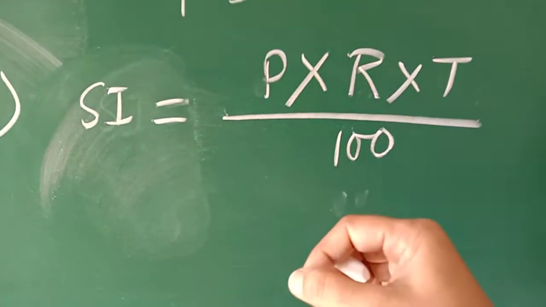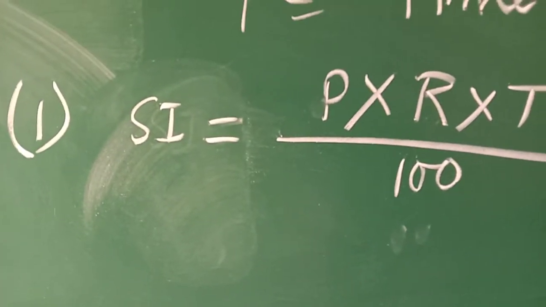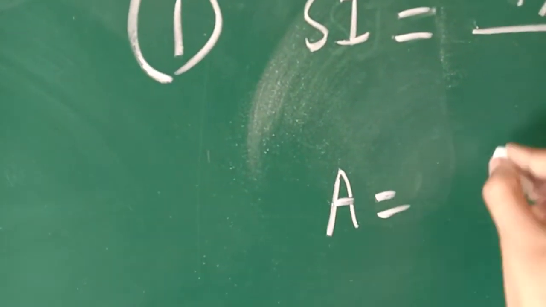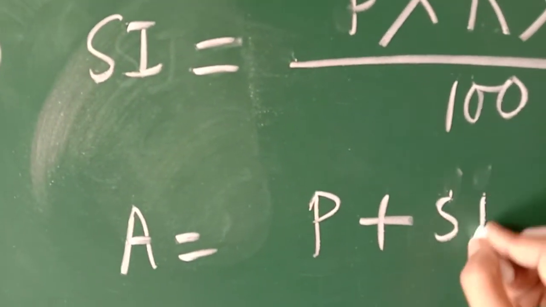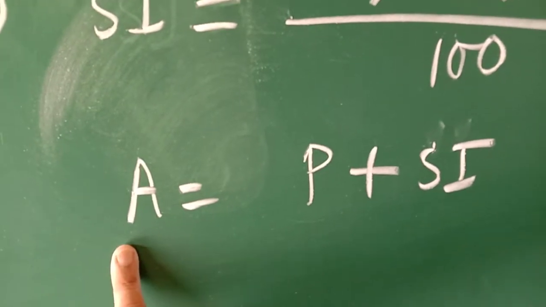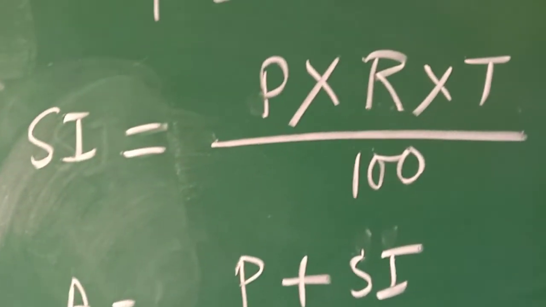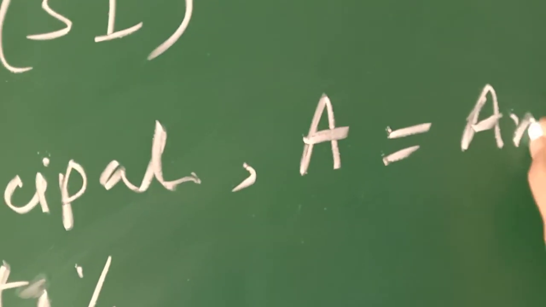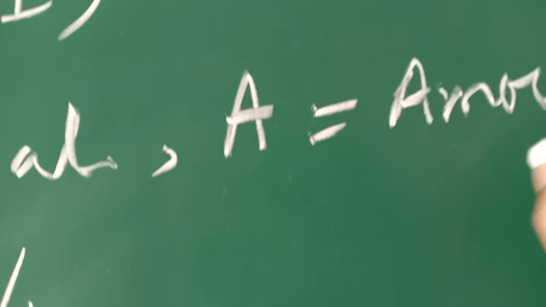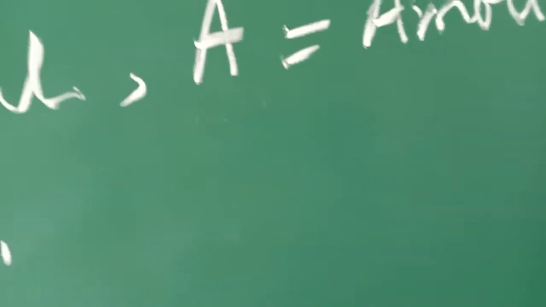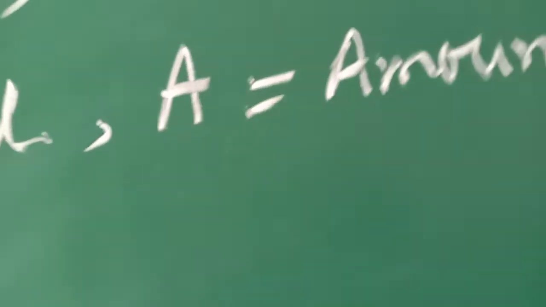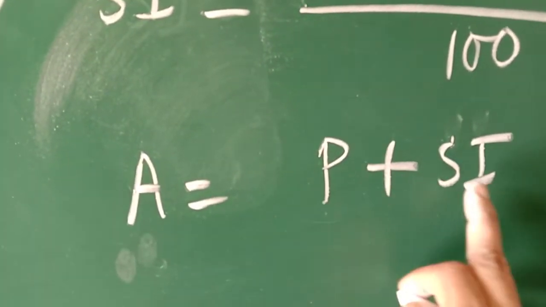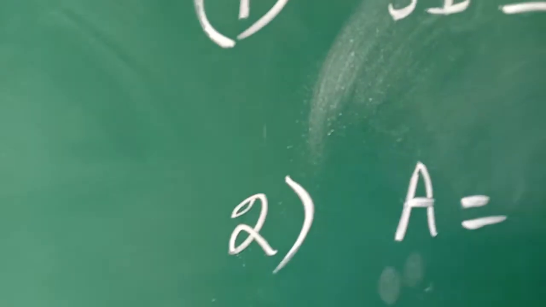After getting this interest, you will not leave the principal, that means whatever you have deposited. That means the depositing money is known as principal, and principal with simple interest is known as the total amount. A stands for amount. That means the total money you will get from the bank is known as amount. Amount is equal to principal plus SI. This is your formula number 2.